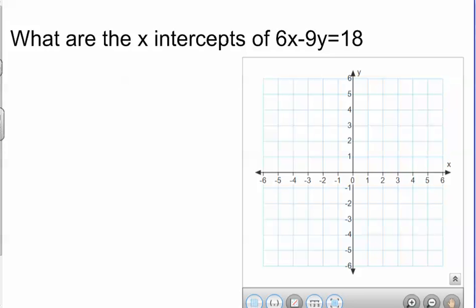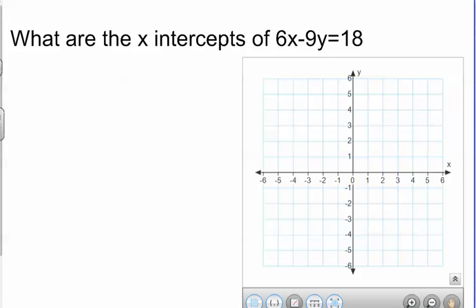Okay, so today we're going to talk about standard form of a line that would be in the form ax plus by equals c, where a, b, and c are all integers, which means they're whole numbers, not negative, not fractions or decimals. So for this first example, it says what are the x-intercepts of 6x minus 9y equals 18?